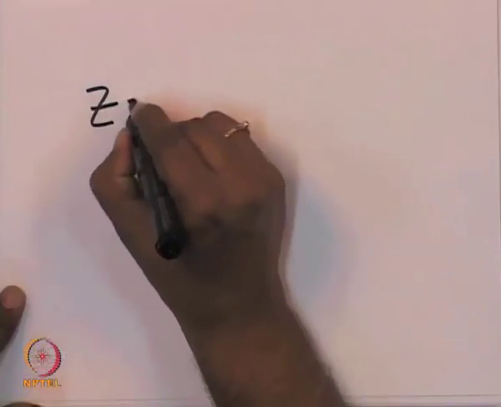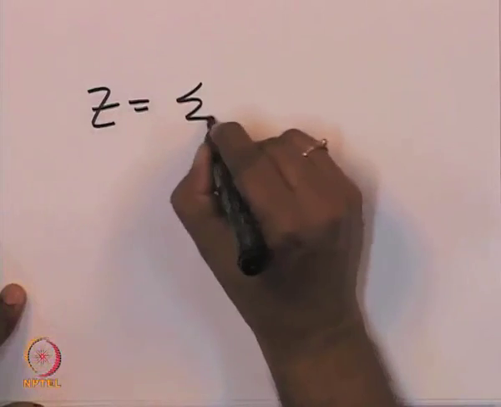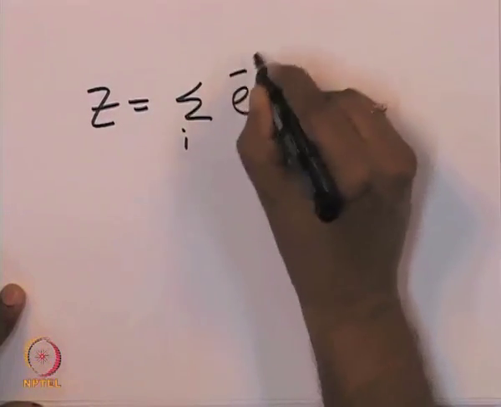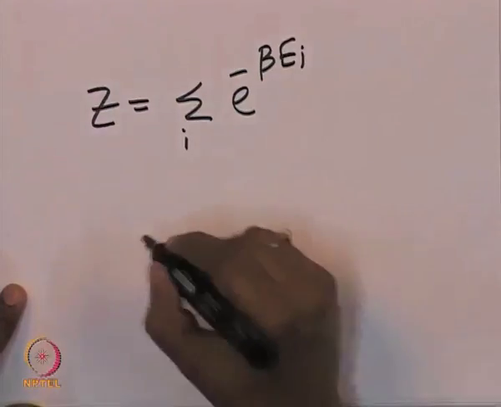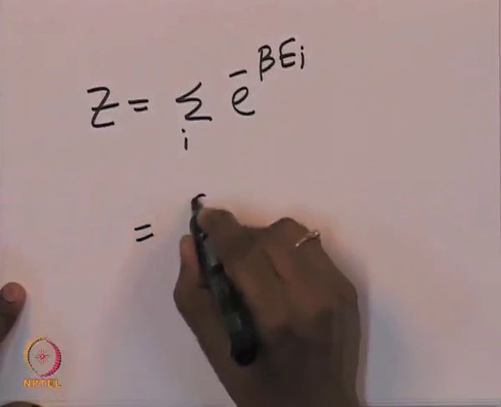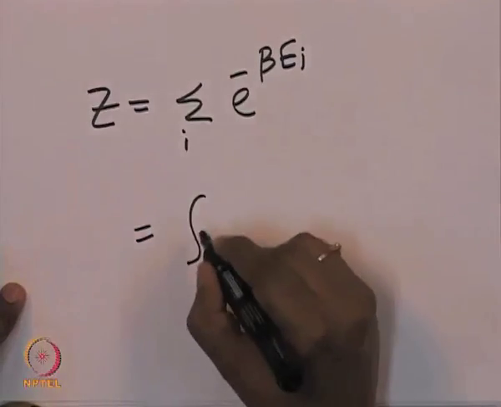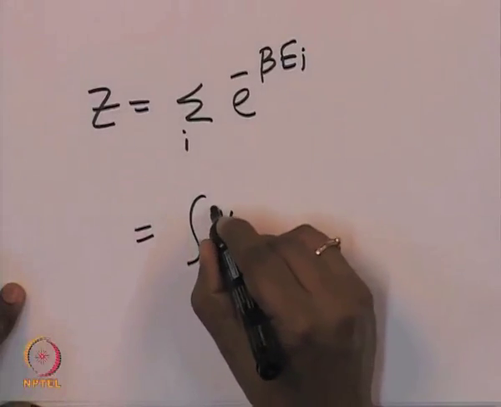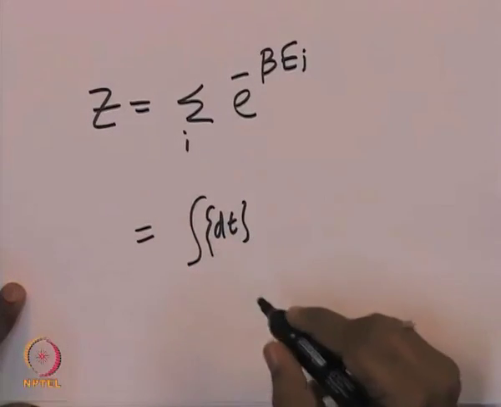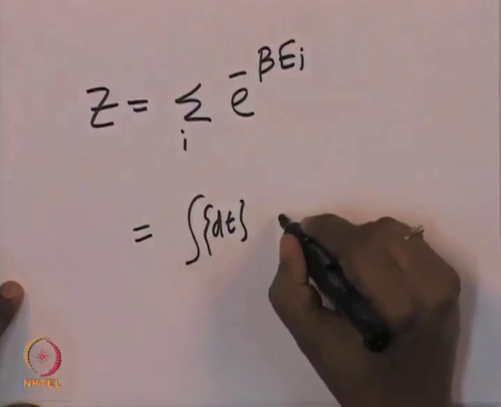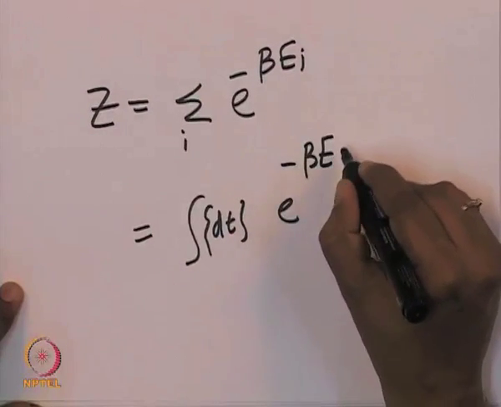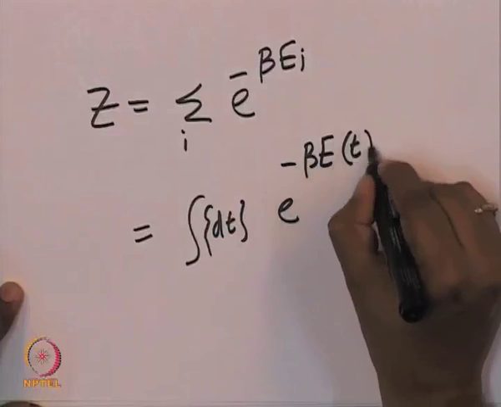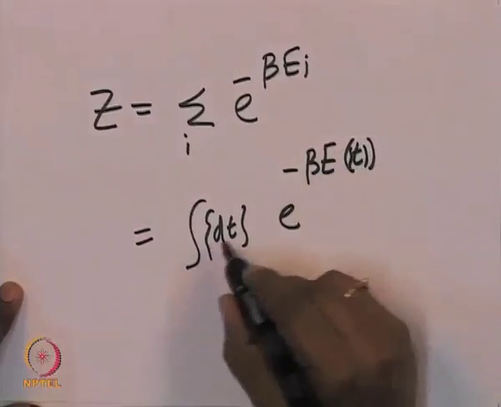So, we can write the partition function in two ways. Z is the sum over i of e power minus beta E i. We know E i, or you could write it in a continuum fashion. Instead of a sum, you can use an integral over all possible conformations. I'll explain what this means. e power minus beta E. E will depend on the t. So now what does this dt mean?